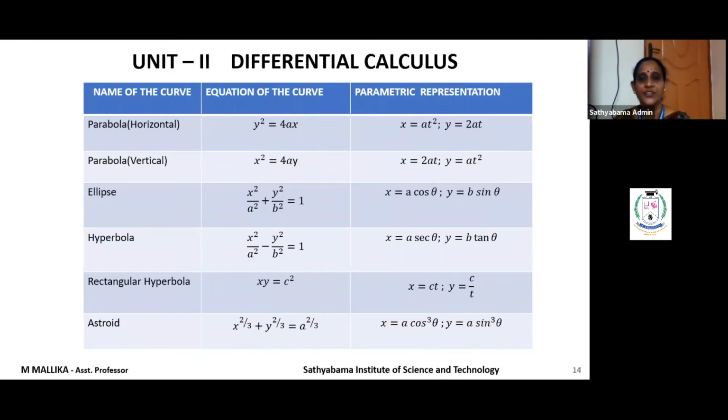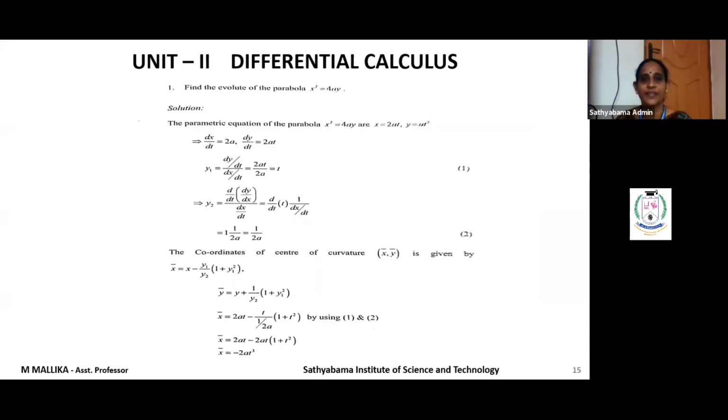Is that clear? So for the ellipse, the parametric representation is x is equal to a cos theta, y is equal to b sin theta. Hyperbola is a sec theta, b tan theta. Rectangular hyperbola is ct, c by t. And for asteroid, it is a cos cube theta and a sin cube theta. Of course, you have to know all these parametric representations also, right? So in this, I will be seeing 2 problems to find out the evolute. The first one that I'm going to take is: find the evolute of the parabola x square is equal to 4ay. This is the question. So whenever you are asked to find the evolute, 4 steps are involved.